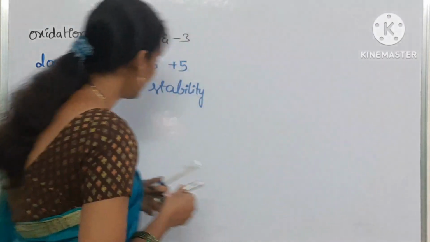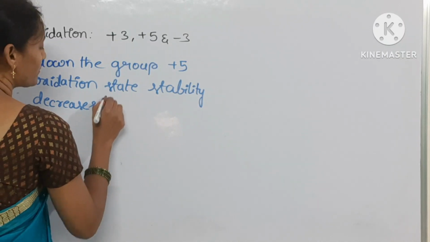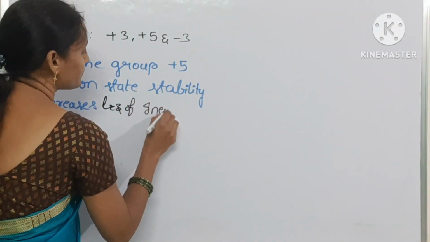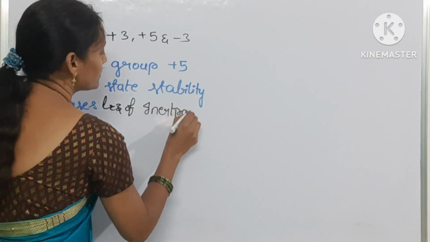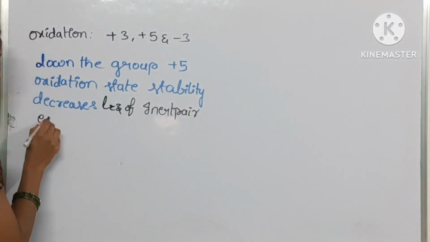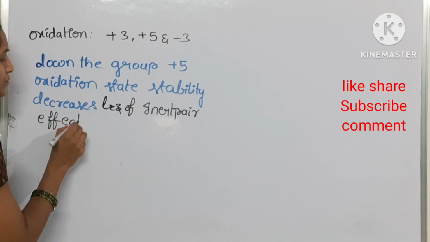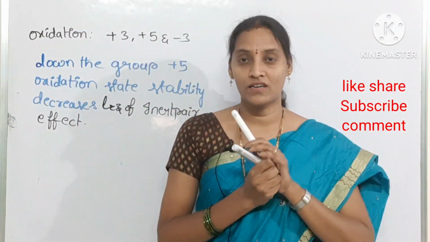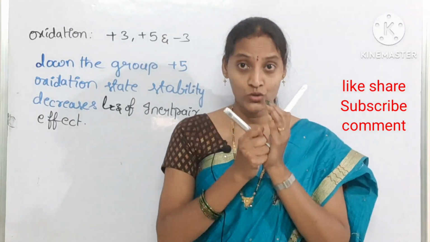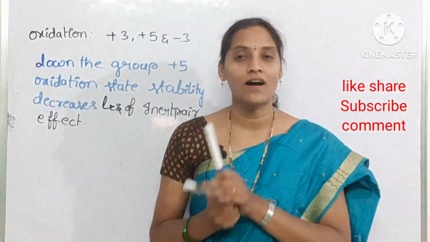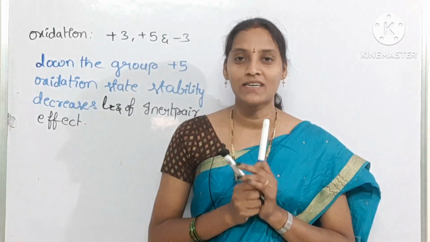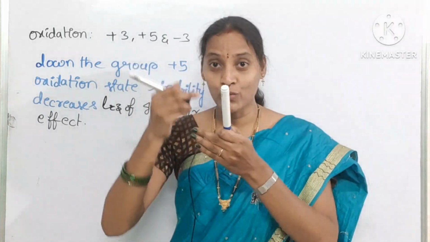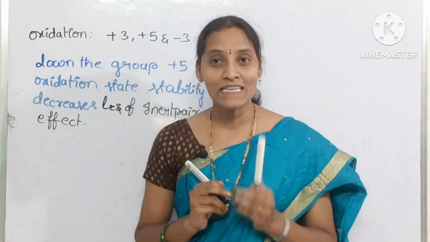What do you mean by inert pair effect? It is the reluctance of ns electrons to get involved in bond formation with other atoms. That is nothing but the inert pair effect, because while moving down the group, size increases.